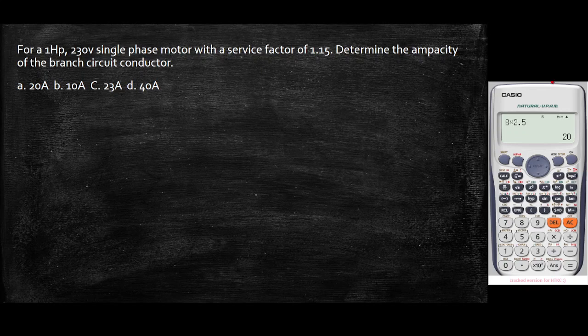Okay, yan. So let's answer this one. Okay, so yung ating FLC is ganun pa rin. FLC is equal to 8 amperes kasi same motor lang siya. Tapos, to get the branch circuit conductor, so we have 125% multiplied by the FLC. Yeah. Okay, so we have 8 times 1.25. So the correct answer is 10. So we have 10 amperes. Ito po yung tamang sagot. Yan. Okay.